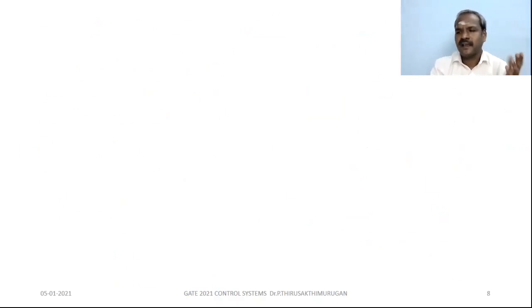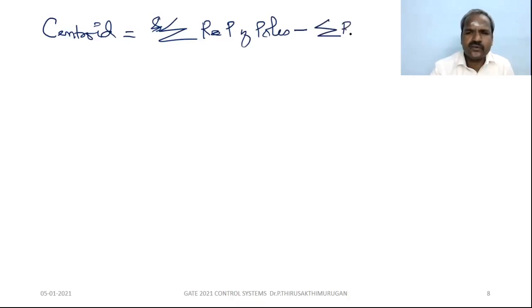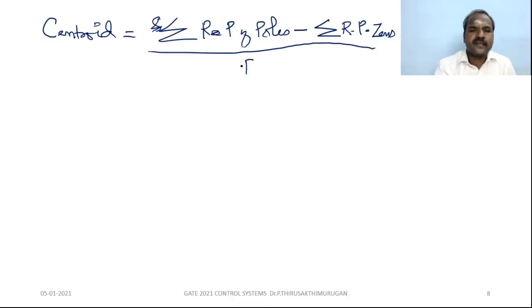How do we calculate the centroid point? The centroid is equal to the sum of the real parts of the poles minus the sum of the real parts of the zeros, divided by P minus Z. This is the centroid point.